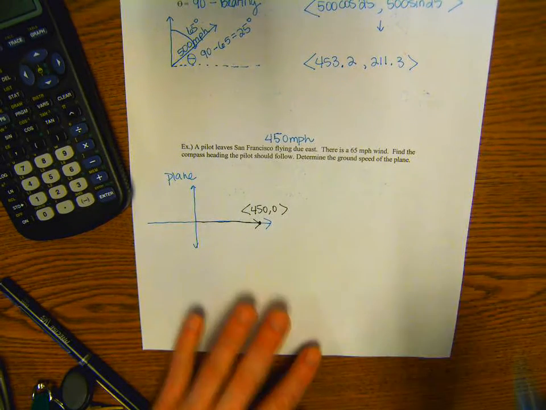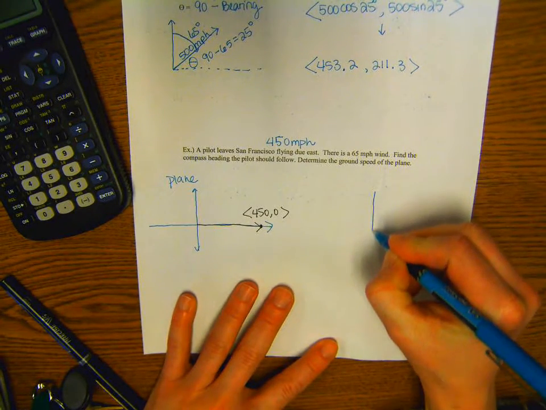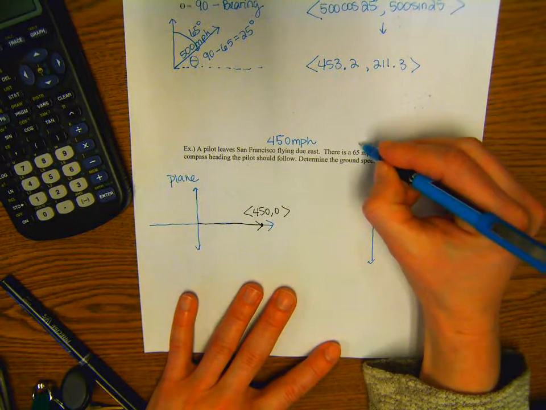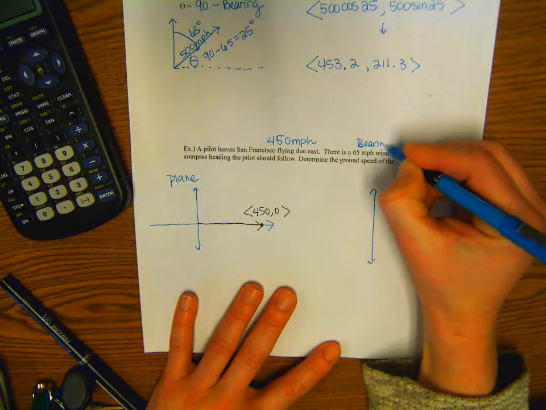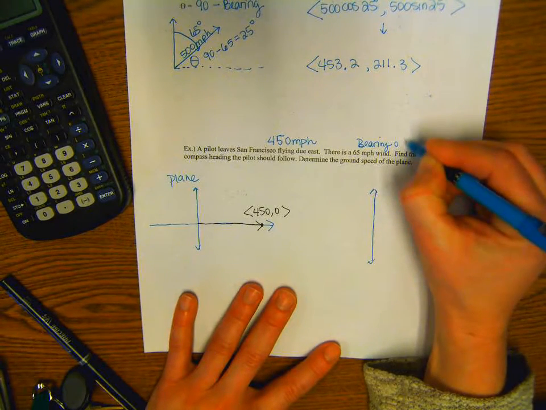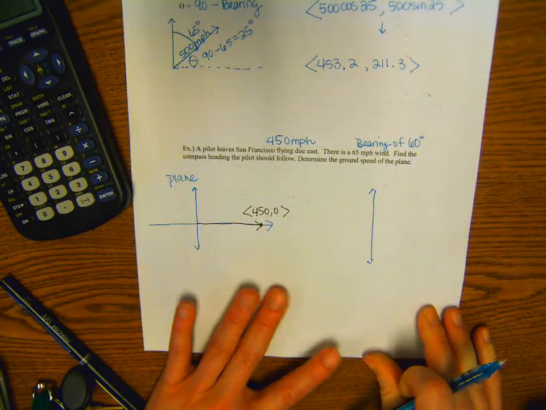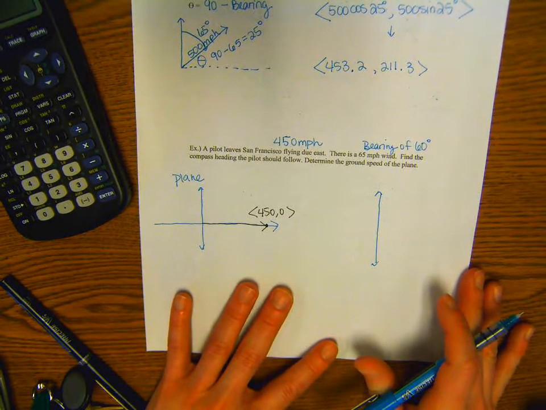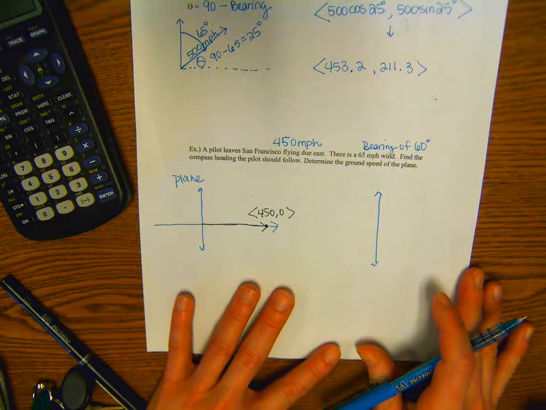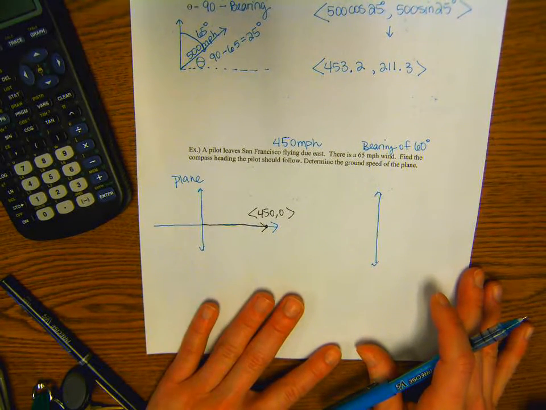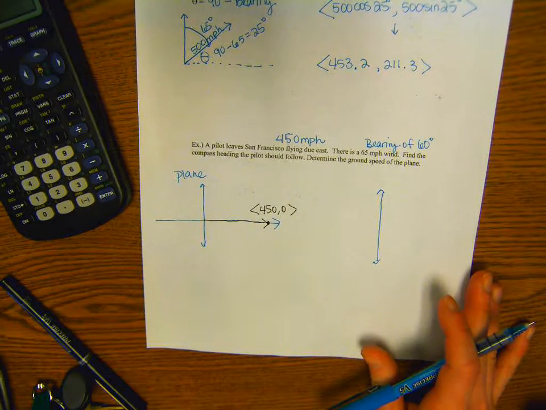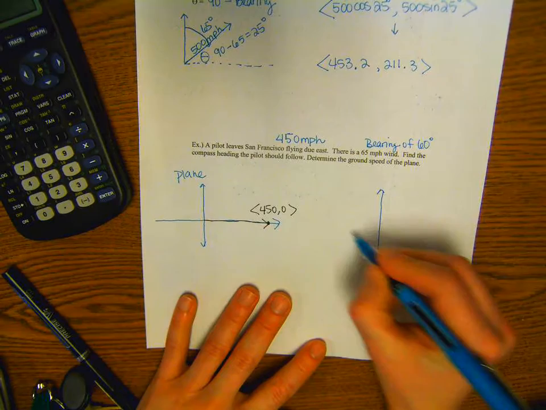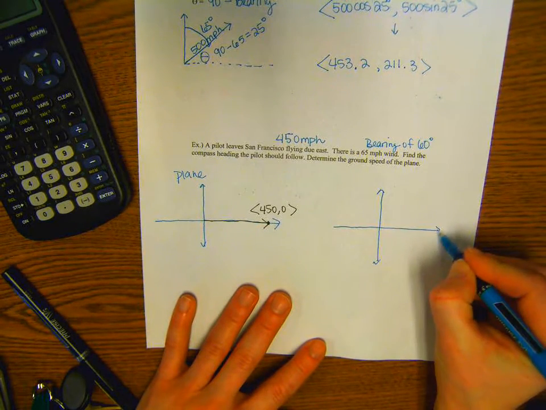There's a 65 mile per hour wind, and that, let's say, has a bearing of 60 degrees. I think there was a picture that was with this problem, and I forgot to put the picture on. I think that's fine. So here's my wind, 65 miles per hour. The 65 represents the what? Magnitude. Okay. The bearing of 60 means I'm going 60 degrees from the north.